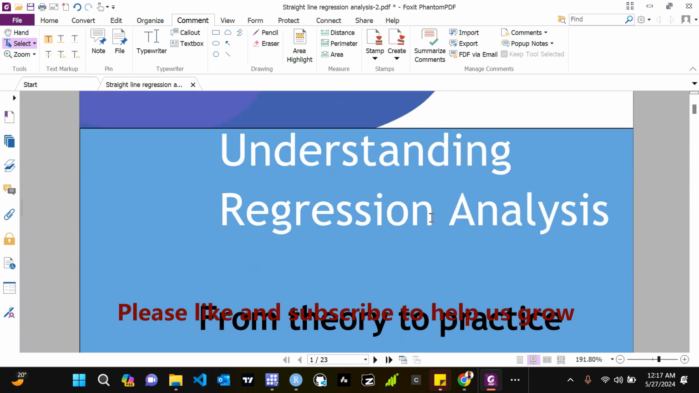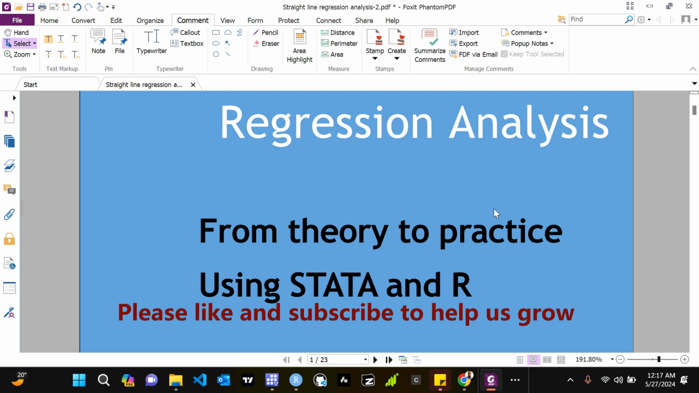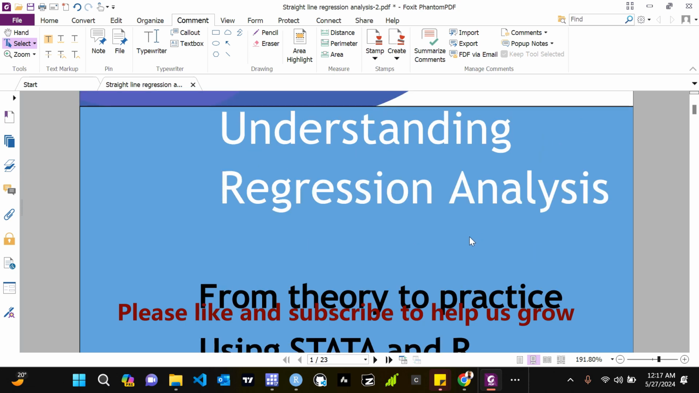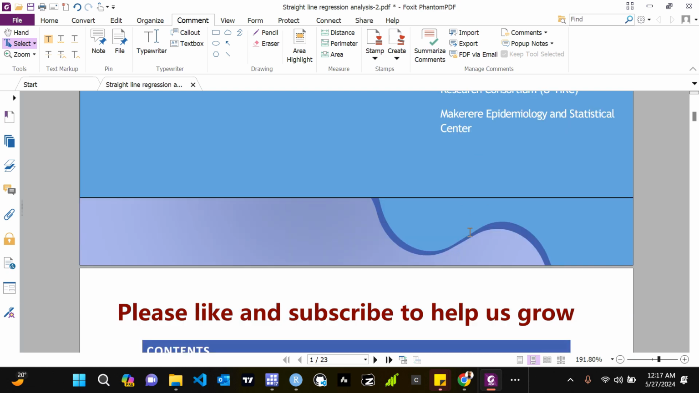So we shall be following this book. I made this book for you, which explains the basic principles of regression. So we shall be moving along with this book.